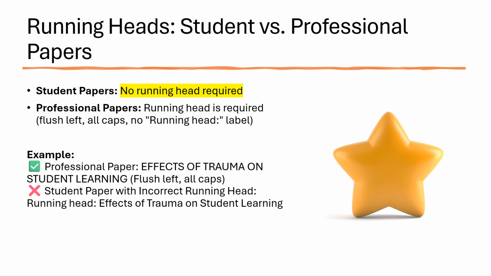So many students mistakenly included a running head for student papers, and I want to remind you that APA 7 only requires a running head for professional papers. So if you're submitting a student paper, which you are, you can omit the running head entirely. For professional papers, you want to ensure that the running head is placed in the header in all capital letters and does not include "running head" before it.